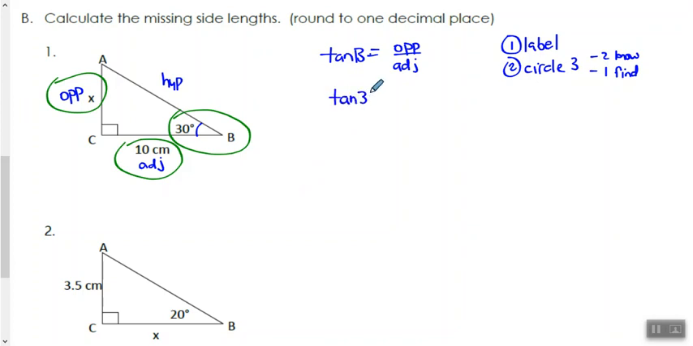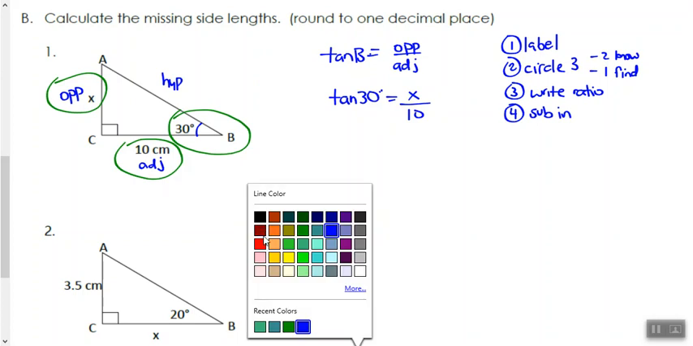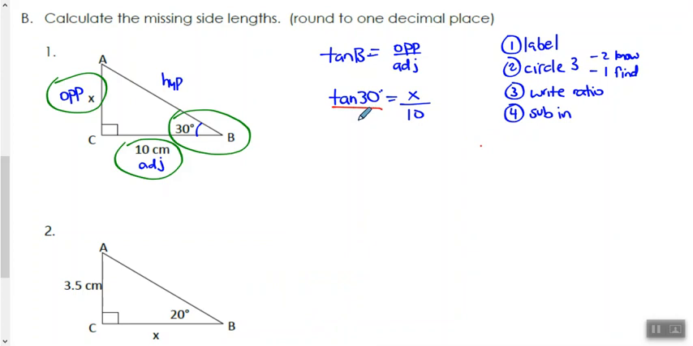So tan of 30. So writing our ratio, then subbing in. So tan of 30 degrees equals my opposite, which is x, divided by my adjacent, which is 10. So we're going to keep treating these like we did in the cosine lesson as proportions. So remember, if I write this as a proportion, I'm solving for x, so I will be dividing by the number across from the x and multiplying the other two together. So x will be tan 30 times 10 divided by 1.